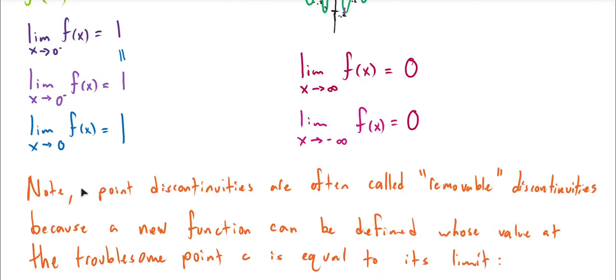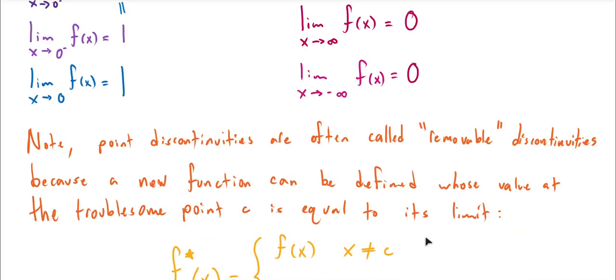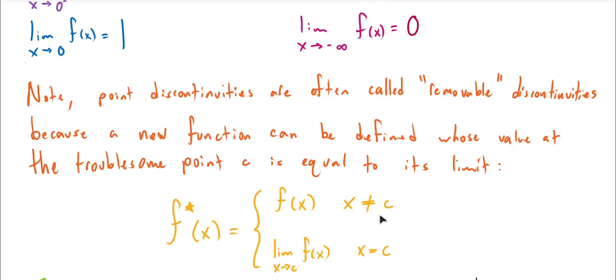So I just want to note here that discontinuities at a point, like at 0 only, are often called removable discontinuities because a new function could be defined to have a value at that troublesome spot. We just set that value equal to its limit. So in general, if you had a function not defined at c, but its limit was defined at c, you could build a new function that fills in the discontinuity by saying, well, it's equal to f of x everywhere else, but at c, it's equal to its limit.